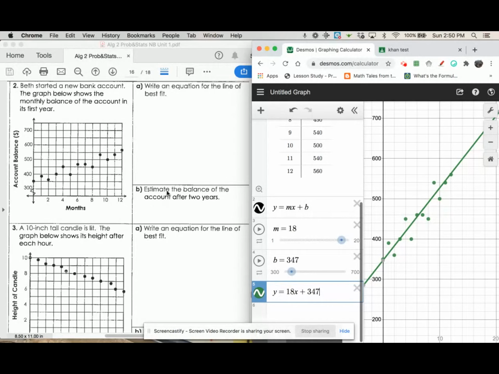And then it says estimate the balance of the account after 2 years. So if I look at my data, it only goes up to 12 months, right? If you look, this is 10 months here, this is 20 months. 2 years is 24 months. So I'm not going to use the line at this point on the graph to figure it out. I'm actually going to use the equation. So let's do that next.